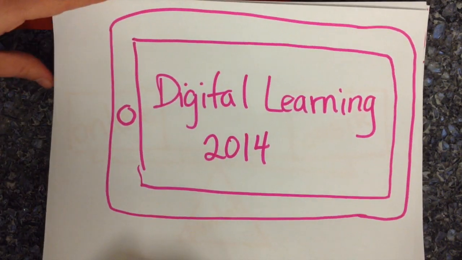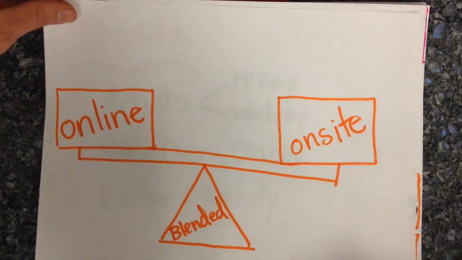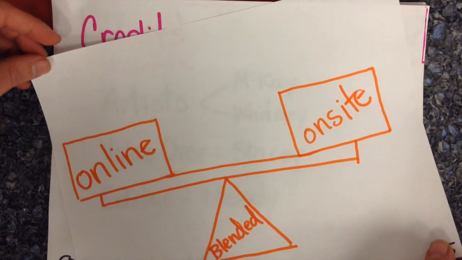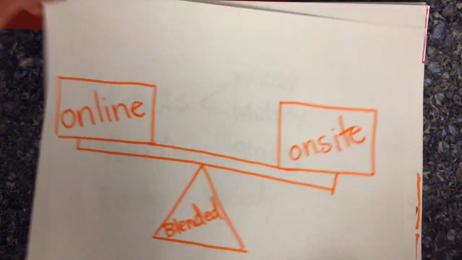Today's learners are considered digital natives, and in order to reach students of today, we need to use an appropriate balance of face-to-face and online so that we can reach all of our learners.